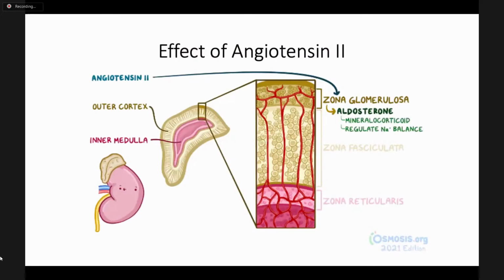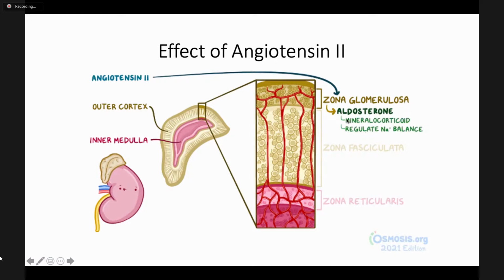Okay, the other effect of angiotensin 2 is that it will affect a gland. What gland is this? Adrenal, yes, adrenal gland. So which part of the adrenal gland? There are many layers: zona glomerulosa, fasciculata, reticularis. So it will stimulate the zona glomerulosa to secrete aldosterone.